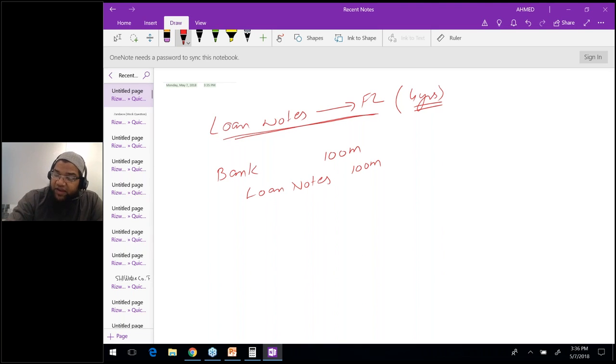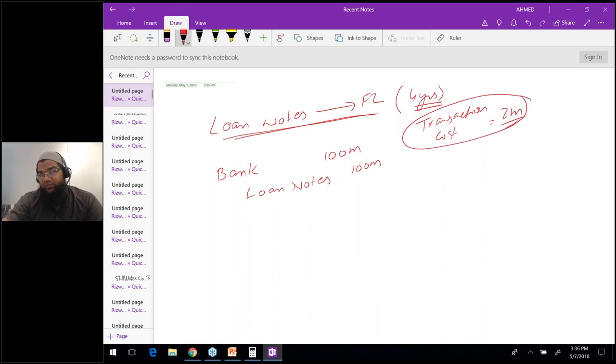Now I have incurred a transaction cost, an issue cost of, let's suppose, $2 million. Now, logically, what should be the treatment of the transaction cost? Should it be expensed or what? If I've paid $2 million for the transaction cost for the issuance of the loan notes, what should the treatment be?